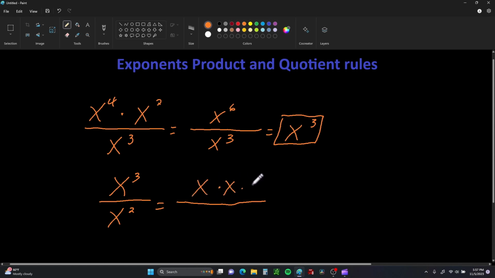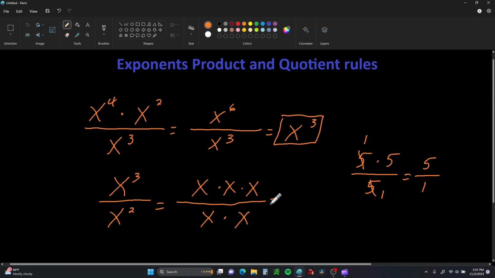x times x times x is the expanded form for x cubed, and x times x is the expanded form for x squared. So if I come over here and say that I have 5 times 5 in the top, and I am dividing by 5, I can simplify the fraction as long as this is multiplication and not addition. 5 goes into itself once and 5 goes into itself once. And what I get is 5 in the numerator and 1 in the denominator.